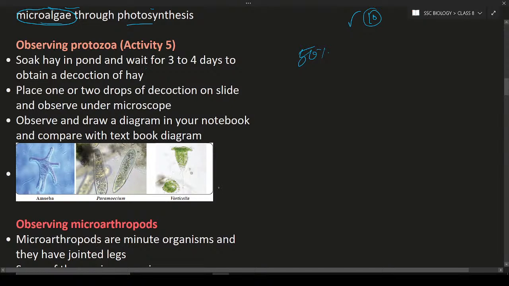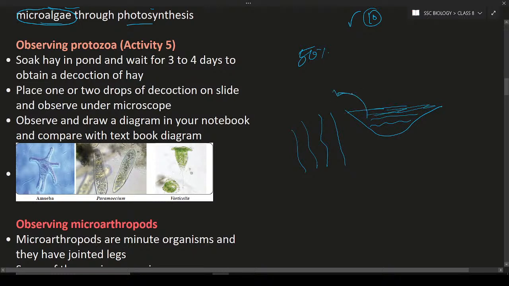So what is protozoa? It is a microorganism. To get protozoa we have to follow some procedure. Go to the nearest pond. Take some hay. Hay is nothing but rice straw, the strands you get after taking rice. Take those and soak them in the pond water. Soak the hay in the pond water. Wait for 3 to 4 days. Come back after 3 to 4 days.